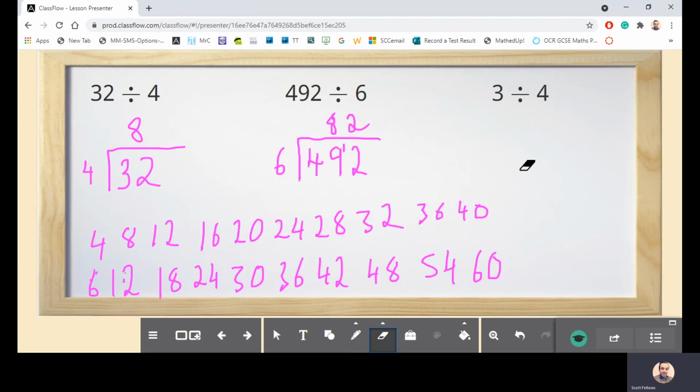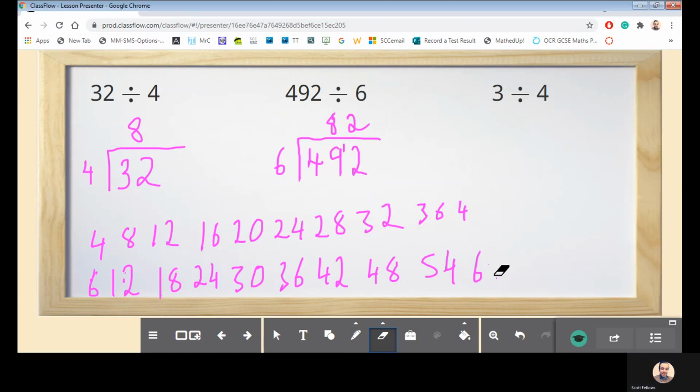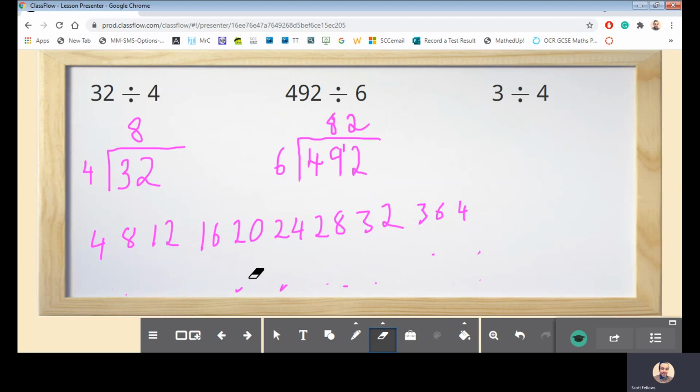Okay, so let's have a look at this last one. So 3s into 4, let's get rid of this so we've got a bit more space. I'll keep the 4s there because we might need those. The next part.